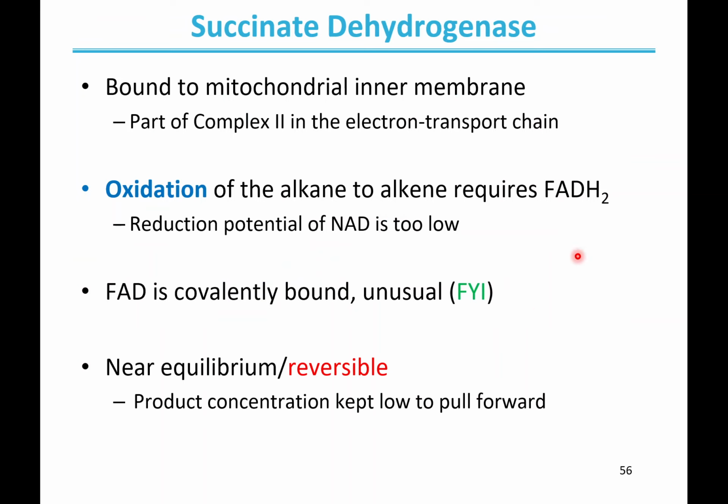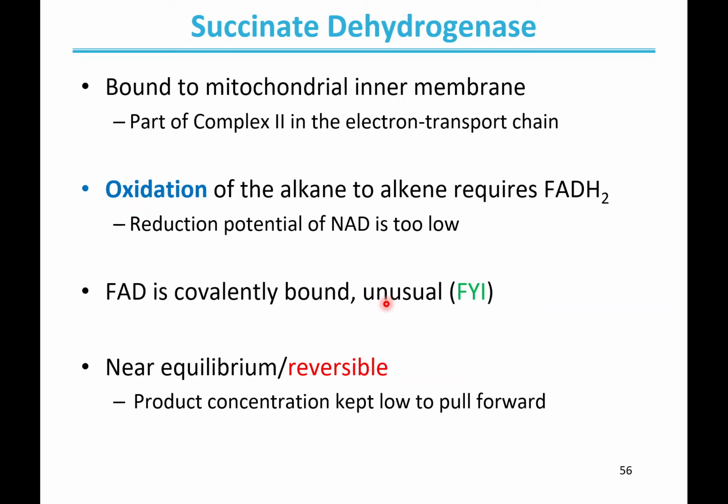Okay. Succinate dehydrogenase is different in that it's not a soluble protein in the matrix. It's actually bound to the mitochondrial inner membrane, and it's part of complex 2 in the electron transport chain. Oxidation of alkane to alkene requires FAD or FADH2, and that's because the reduction potential of NAD is too low to do this electron transfer.